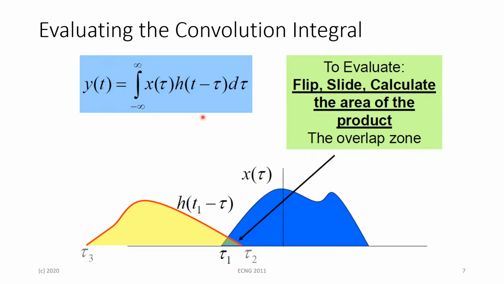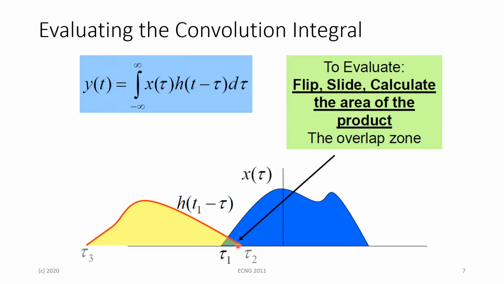So in evaluating the convolution integral, now that we have x of tau and h of t minus tau, this means that our x of tau signal is stationary and not moving, and we have flipped the h of tau signal to h of t minus tau accordingly. Because t can take any value, the h of t minus tau signal slides from left to right across the x of tau signal.